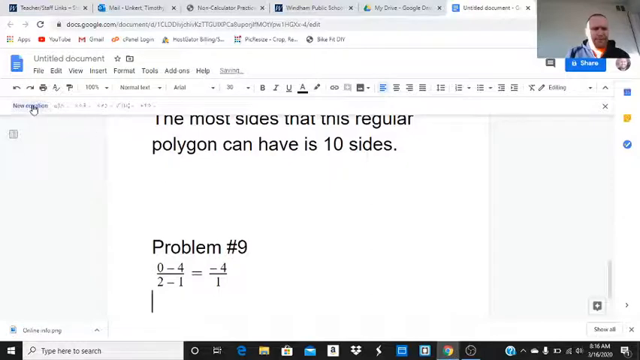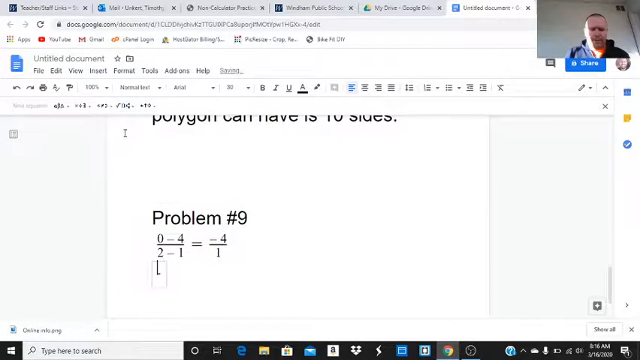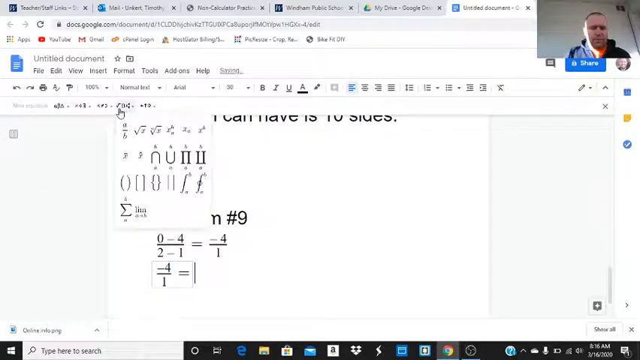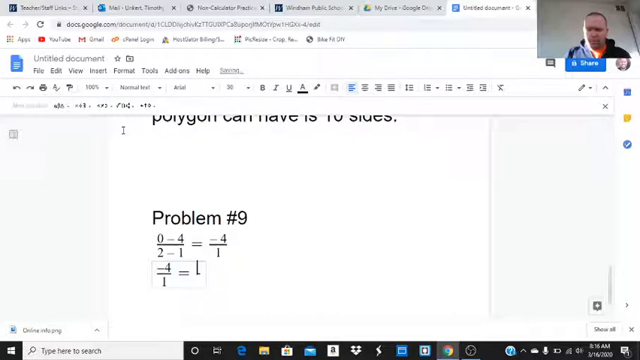Okay, so we'll say negative 4 over 1 equals B minus 0 over A minus 2. Okay? It's going to equal B over A minus 2.